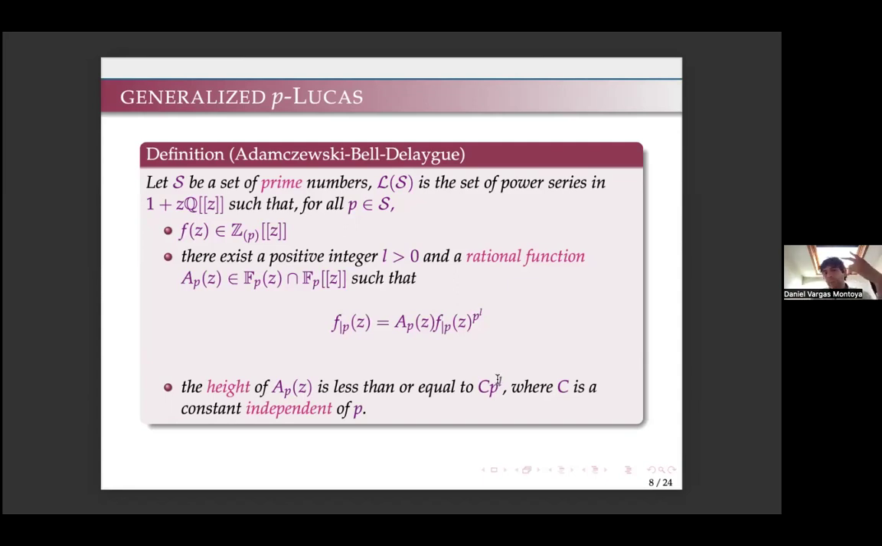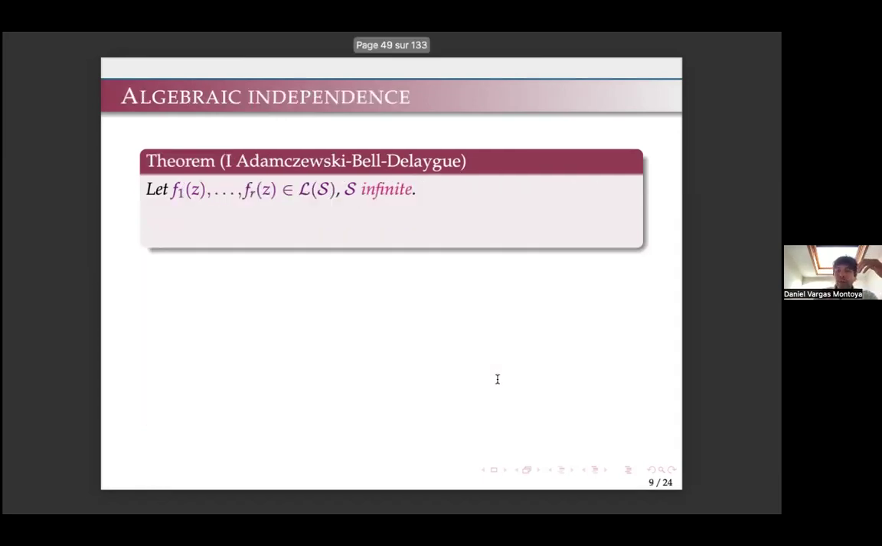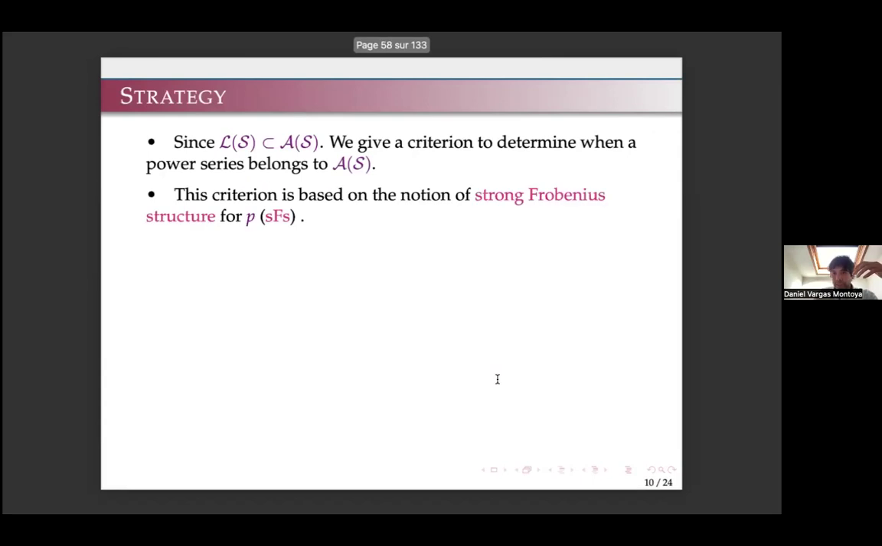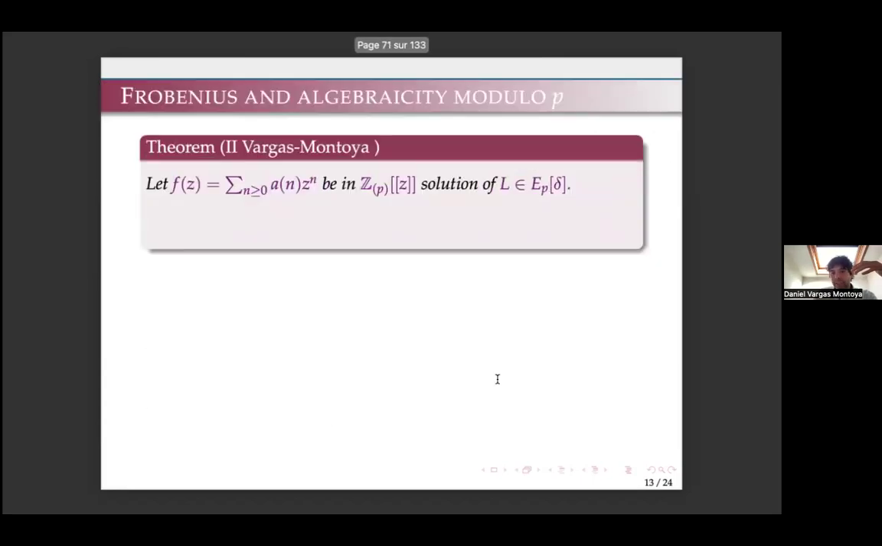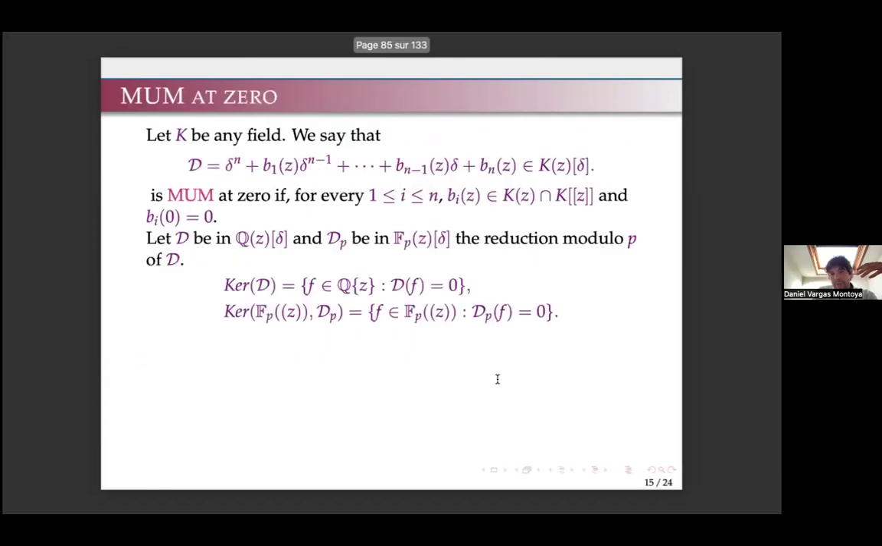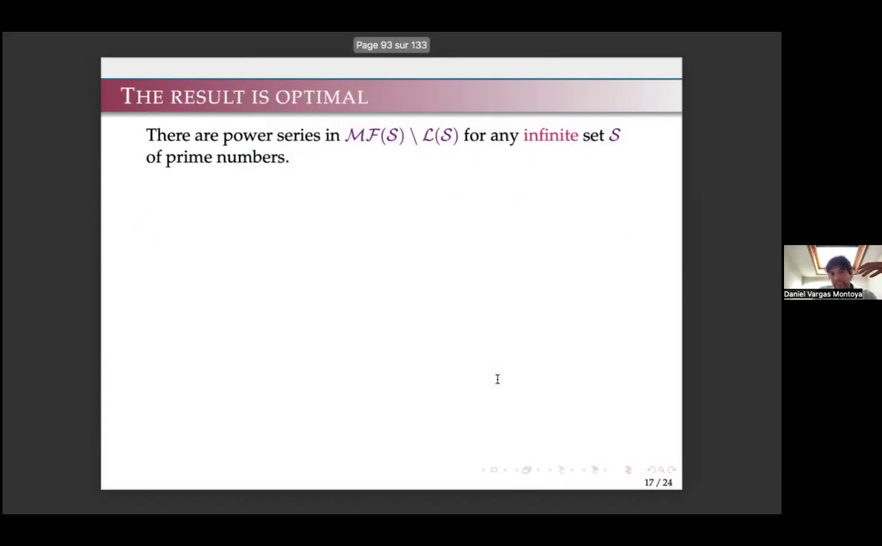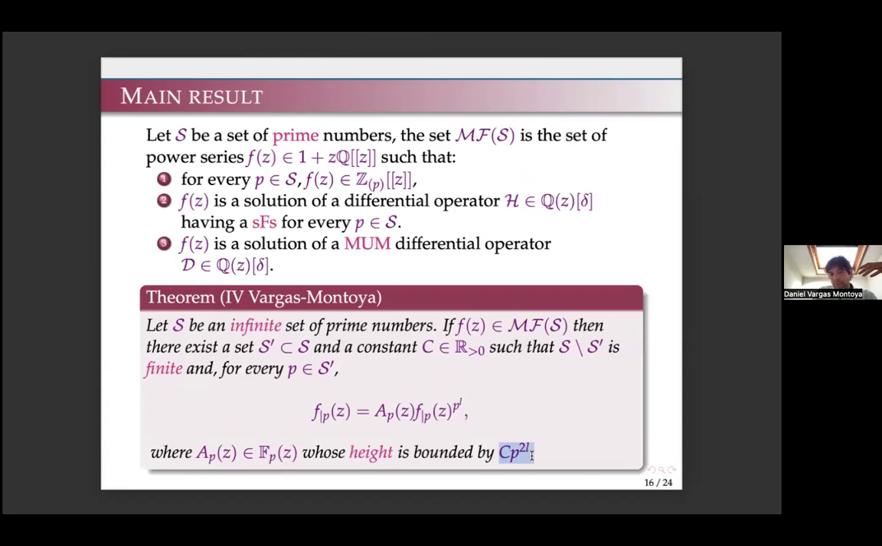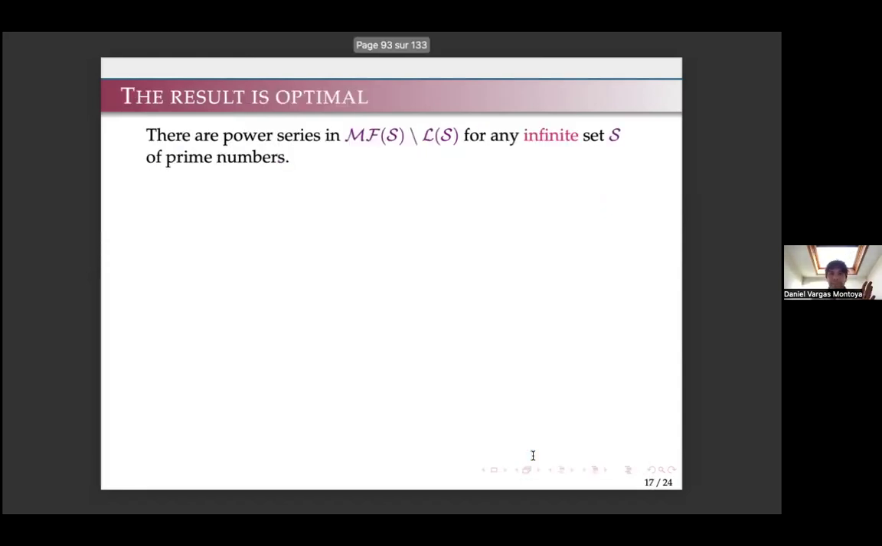So there are two options. Maybe we can do better and show that for an element of MFS, the height is bounded by C times p^l, or maybe this bound is the best possible. It means we cannot do better than that. Actually, the result is that this bound is minimal, it is optimal. Why?